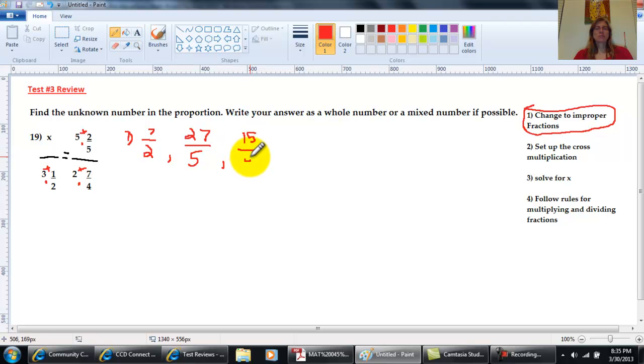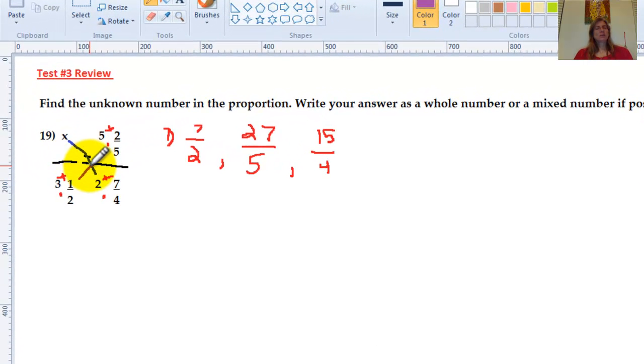So now we have improper fractions, and instead of plugging back into this, let's set it up as our cross multiplication. In other words, we multiply x times the 2 and 7/4, and we're also going to multiply the 3 1/2 times the 5 and 2/5. When we do that, we set those equal to each other. So what I'm doing is setting up the cross multiplication, but I'm going to insert these improper fractions into our problem now at the same time.